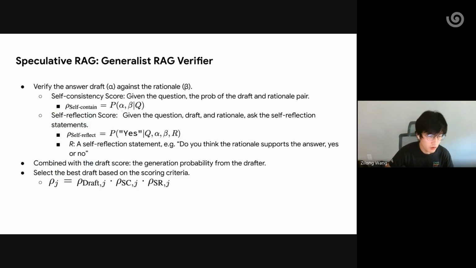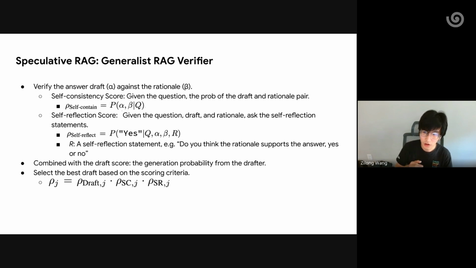The last step is quite simple. We use the original larger language model to calculate several scores for each draft and rationale, and get a score to rank the drafts and select the best one for the final answer. Let me go through these different scores in detail. The first score, we call it the self-consistency score. It is computed in this way. We give in the question and calculate the probability of the answer and rationale.